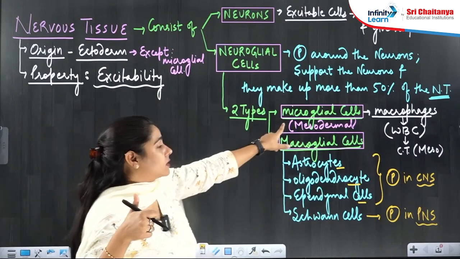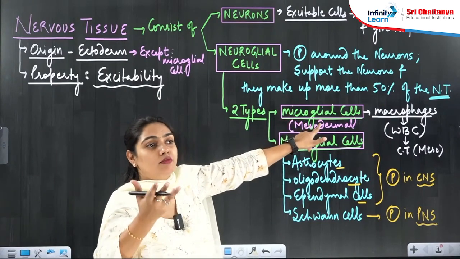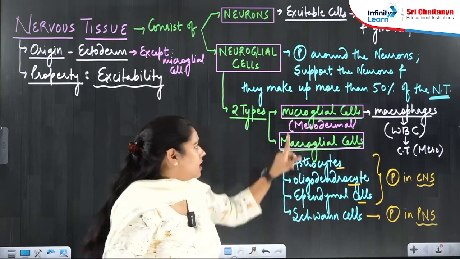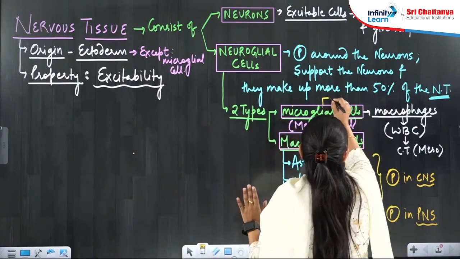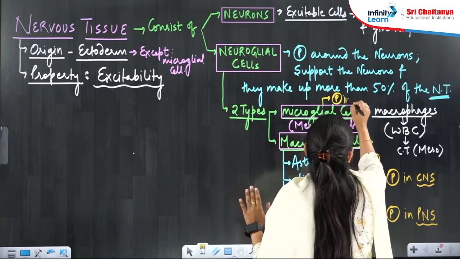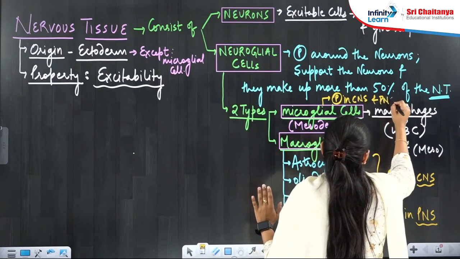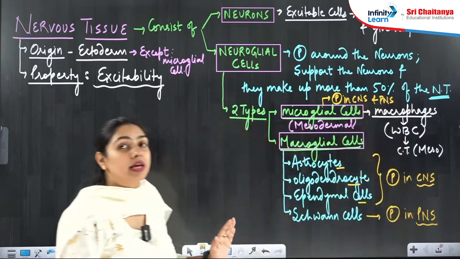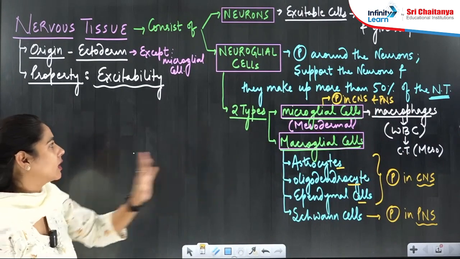Okay, now if somebody asks you whether microglial cells are present in CNS or PNS, what will you tell? In both. Microglial cells are present in CNS as well as PNS, both. Now I will tell you what is CNS, what is PNS.